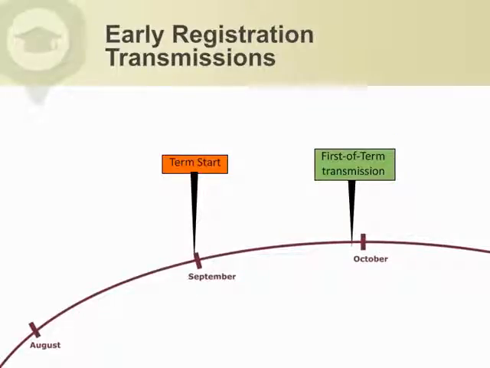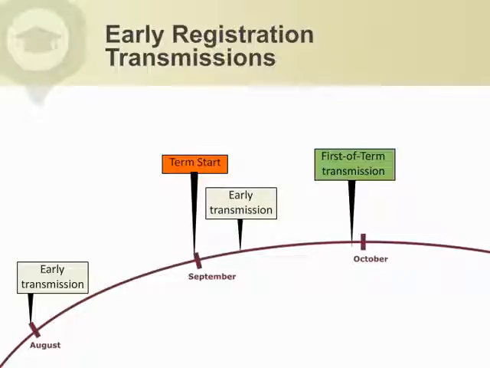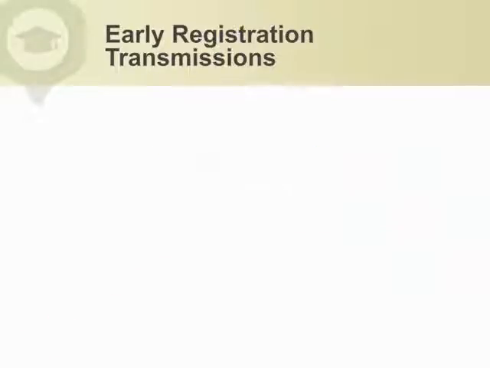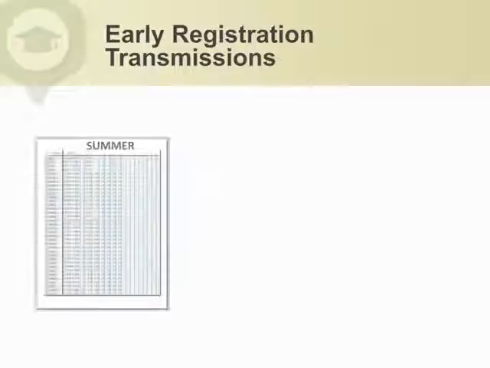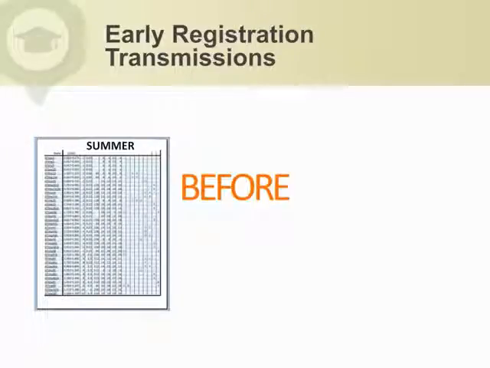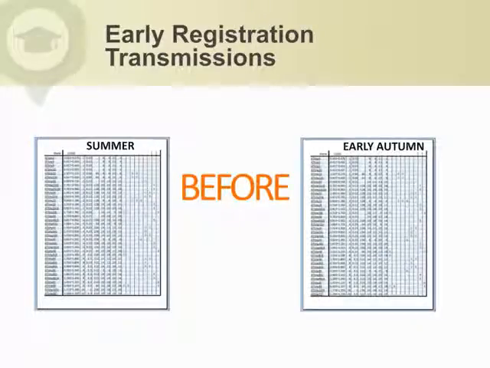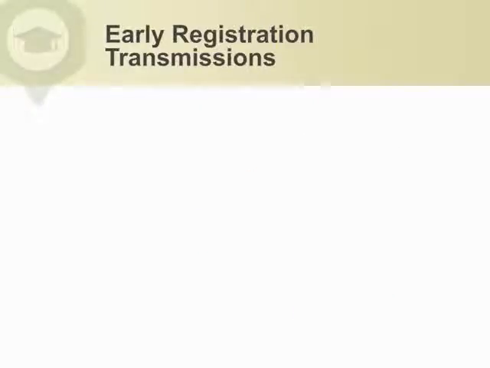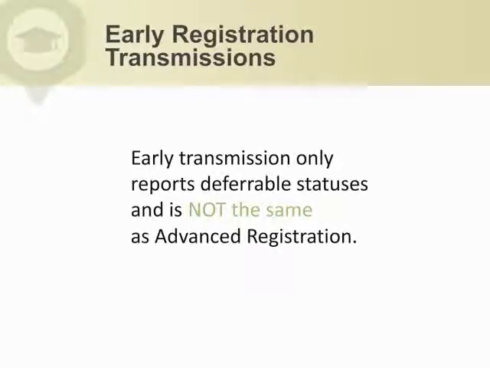This transmission can be sent as early as 30 days before classes begin, but no later than 10 days after classes begin. Because files are processed in chronological order, the prior term's data must be completed first. This transmission only reports deferrable statuses and is not the same as advanced registration.